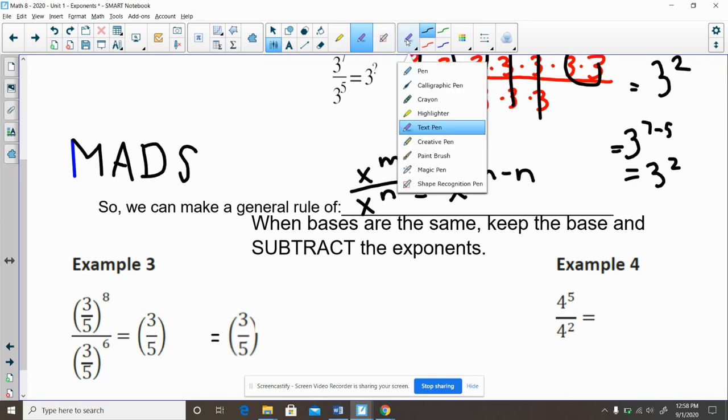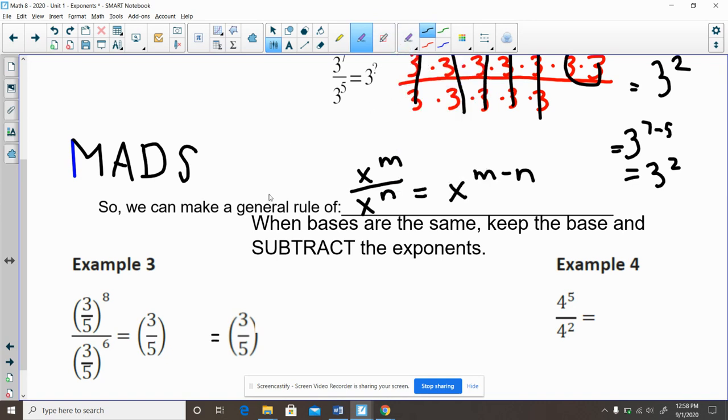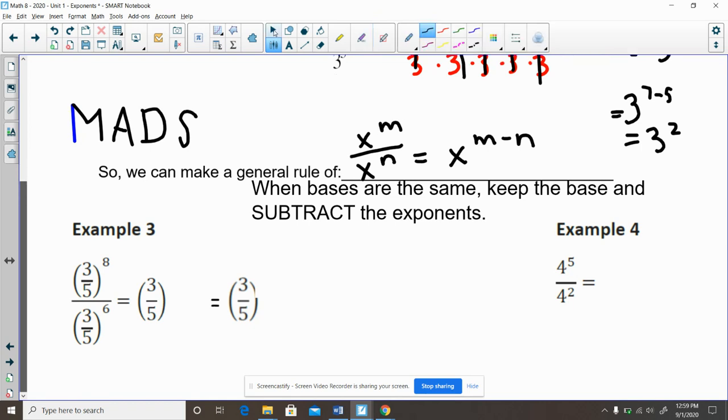Okay, so let's take a look at these examples, example 3 and example 4. First one, the base is the same. We have 3/5 and 3/5, so we keep a 3/5. And then we have an 8 and a 6. Since we're dividing, we have to subtract our exponents. That's our work, and our final answer would be 3/5 to the second. And yes, you do need to have parentheses around the fraction.